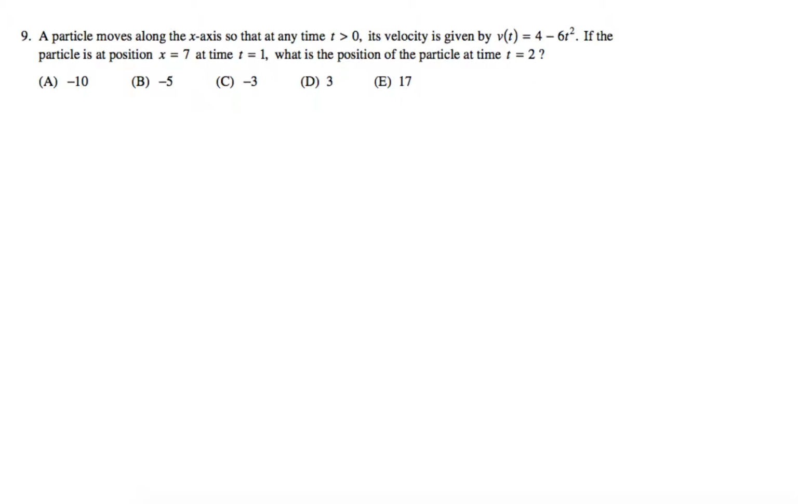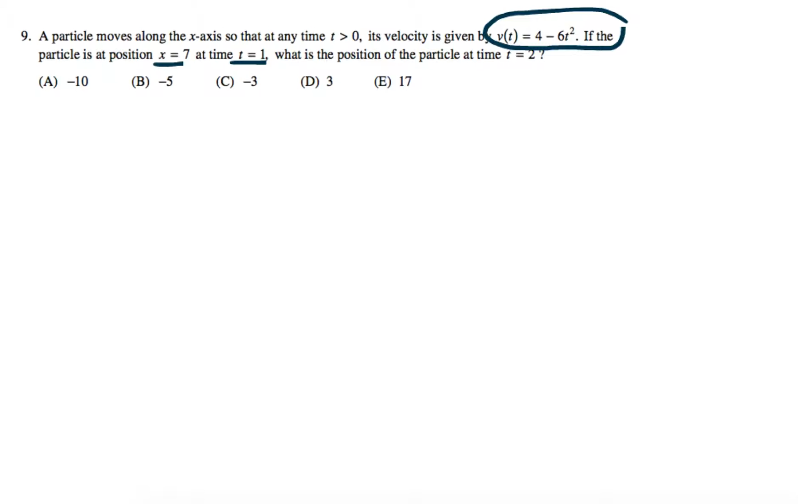So in this case, let's make sure we're reading this problem really carefully. A particle moves along the x-axis at any time t equals 0. That's pretty standard. Its velocity is given by blah, blah, blah. So we are given velocity. Now this is interesting. They give us velocity, so they could be asking about acceleration, in which case we take a derivative, or they could be asking about position, and we'd have to set up an antiderivative. If the particle is at position x equals 7 at time t equals 1, what is the position of the particle at time t equals 2?